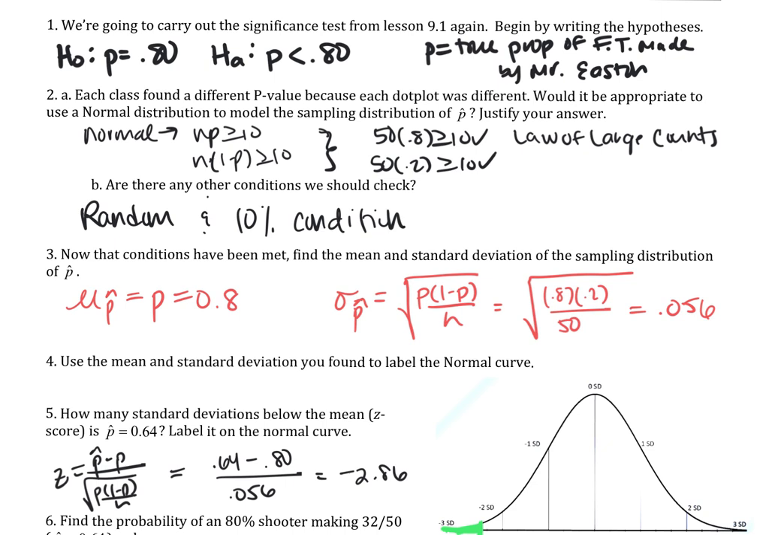Find the probability of an 80% shooter making 32 out of 50 or less. So I'm going to find the probability of p hat being less than 0.64, which is equal to the probability of a z-score less than negative 2.86. So I'm going to use normal CDF. The lower bound is negative infinity. The upper bound is negative 2.86. Mean of 0, standard deviation of 1. And this gives me a p-value of 0.002. So right here, this is our calculated p-value.